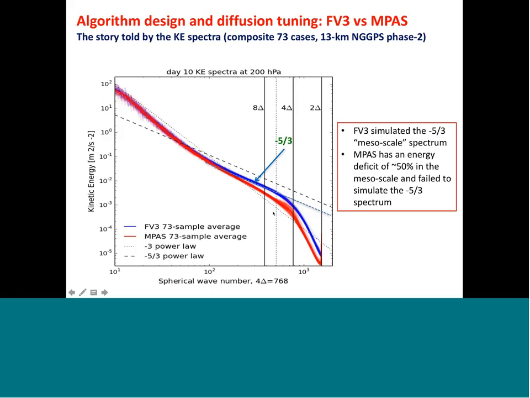But in the previous NGGPS report, you read that MPAS produces as good an energy spectrum as FV3. But what they did was count the noise here. There's a lot of noise, and not only that, they don't really match -5/3. If you measure the slope from the top of the noise to here, then indeed you get -5/3. And I'll show you the source of the noise here.